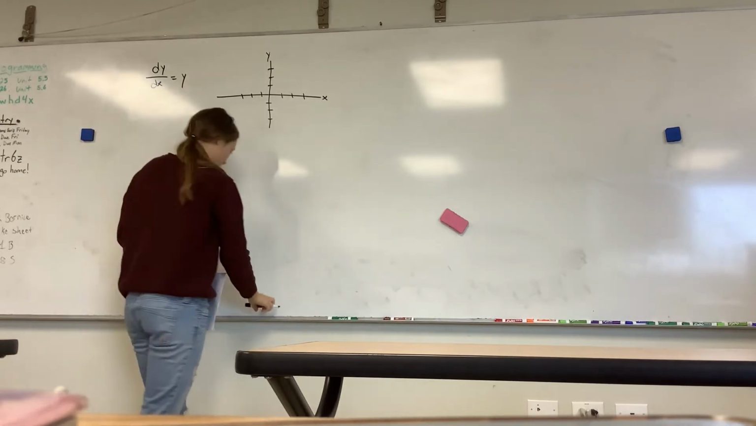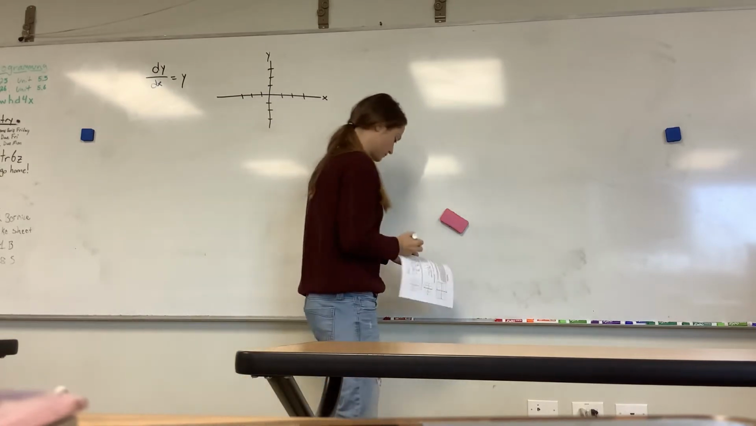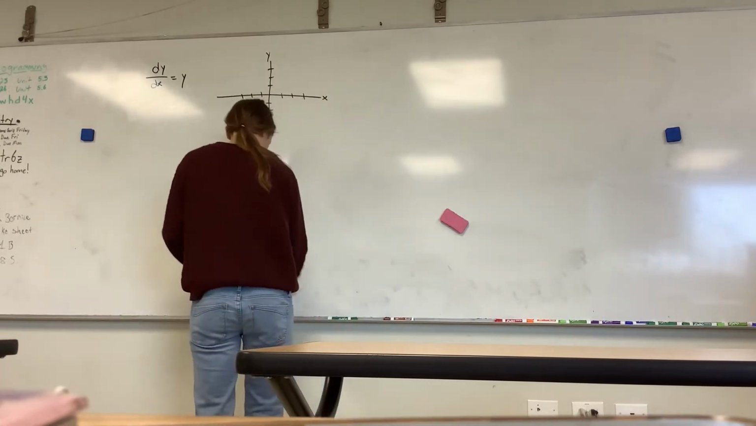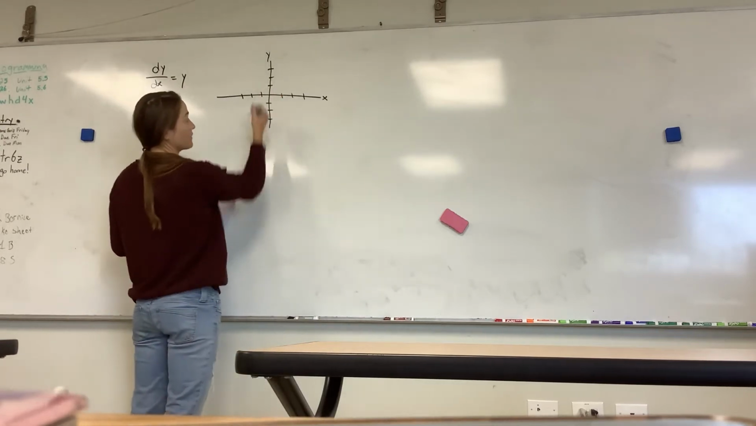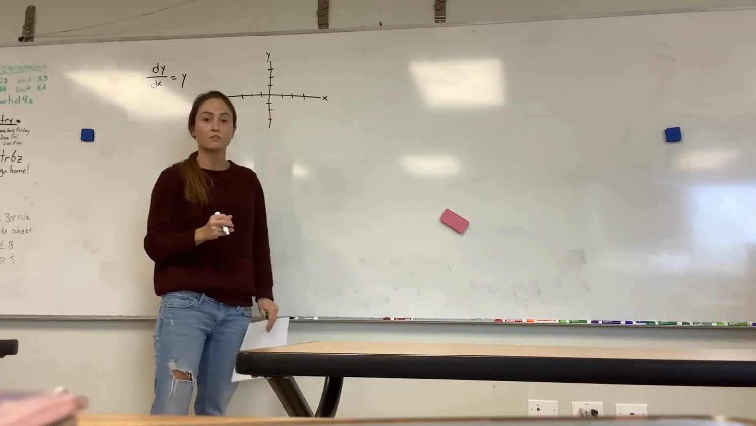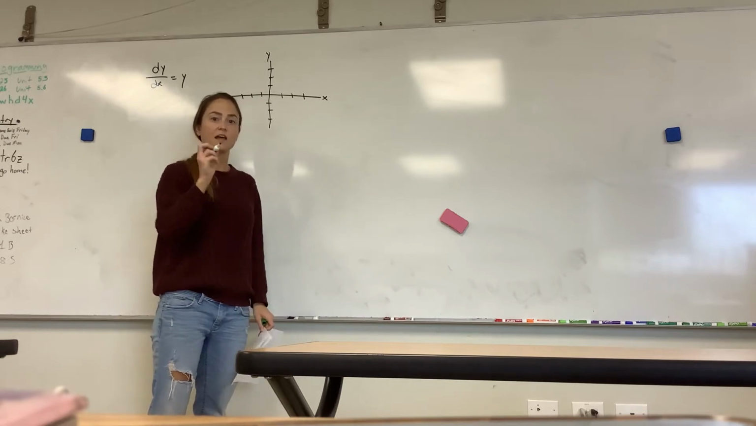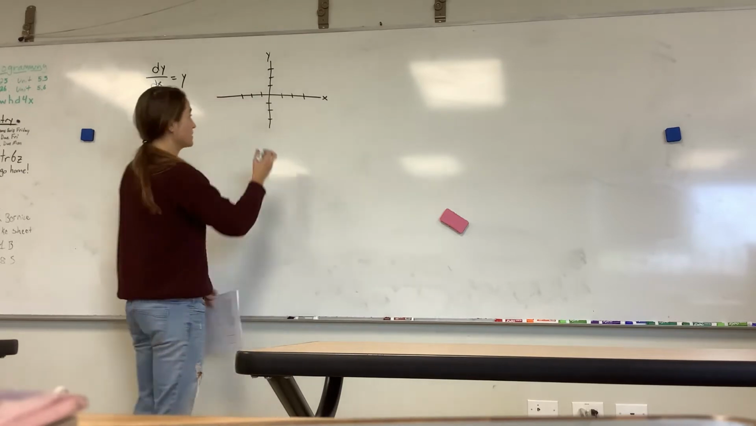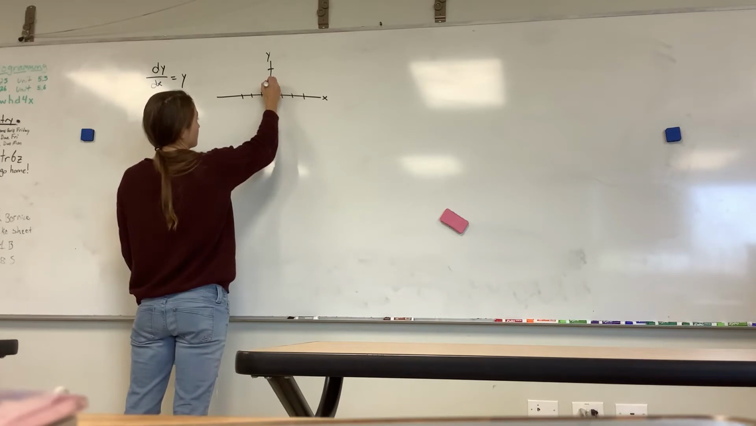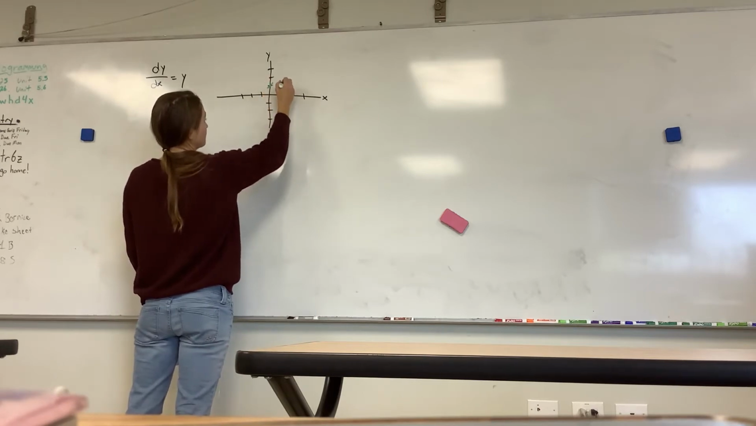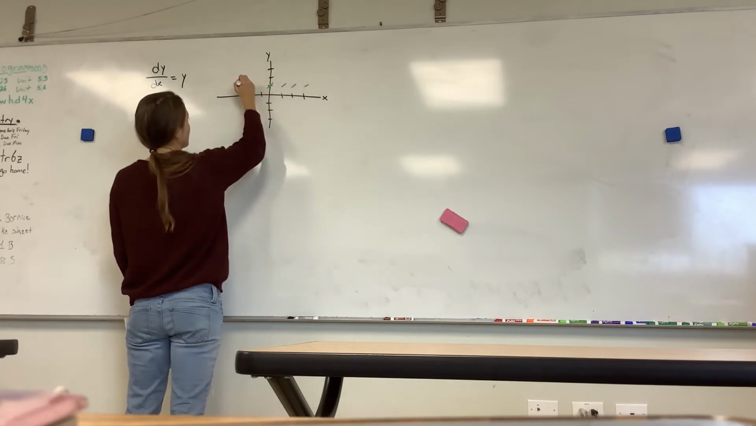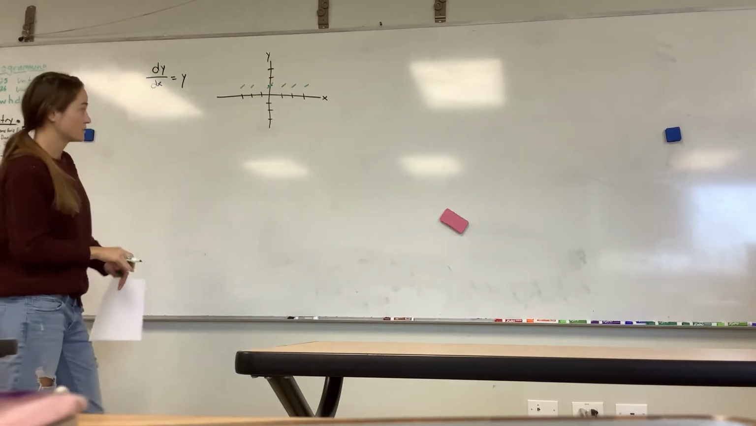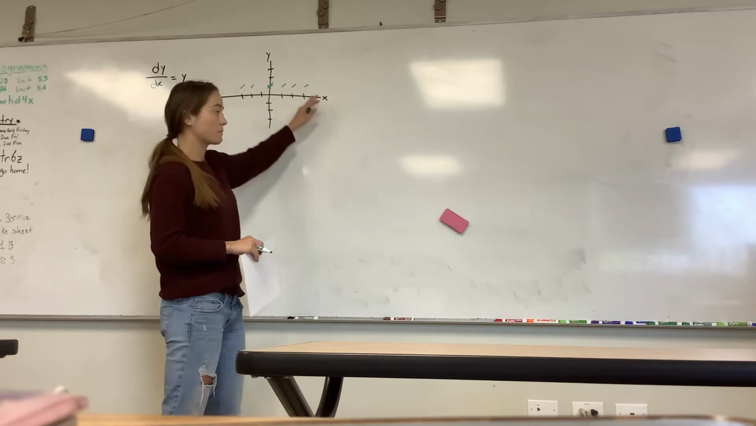Let me put this in a different color. A slope of 1. So I'm going to do a tick mark, and in slope fields we do tick marks, like for this exact point, this is about what the slope is. So I'm going to say this is about a slope of 1. And I'll say 1, 1, 1, 1, 1. So this is me showing a tick mark of a slope approximately equal to 1.